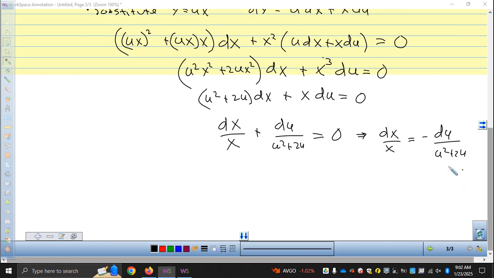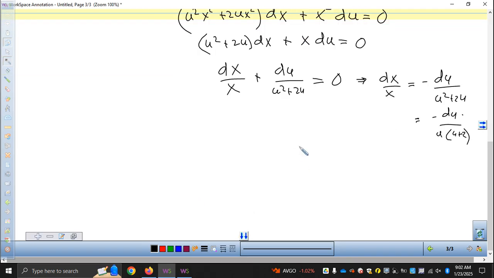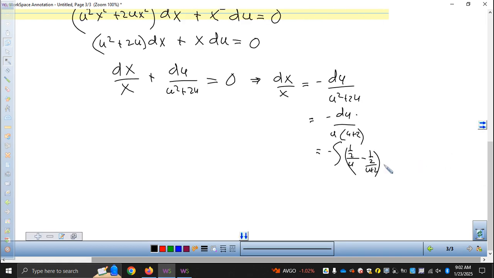Uh-oh, what do we got going here? That's a partial fractions. I'm not going to go through all the algebra, but I'm going to say that this equals negative integral 1/2 over u minus 1/2 over u plus 2 du. So that's a partial fractions.